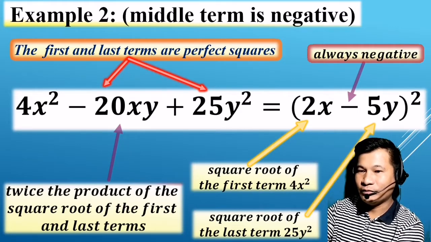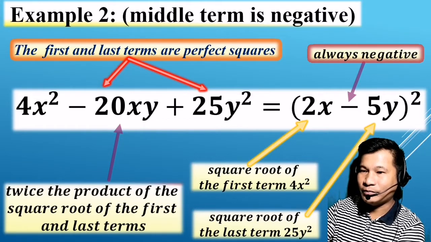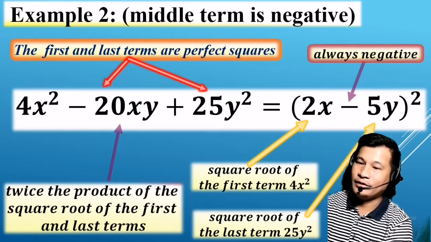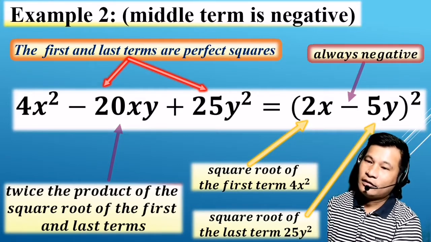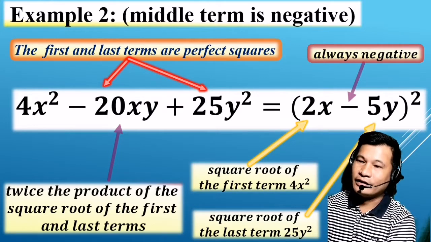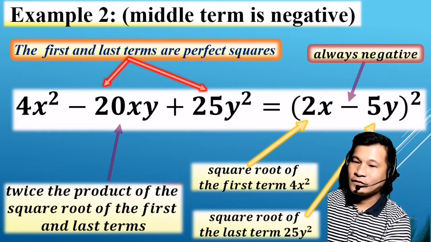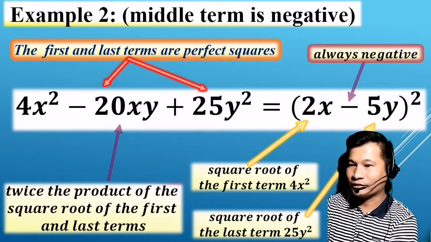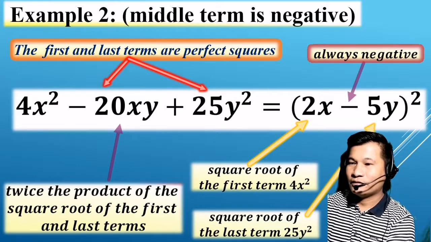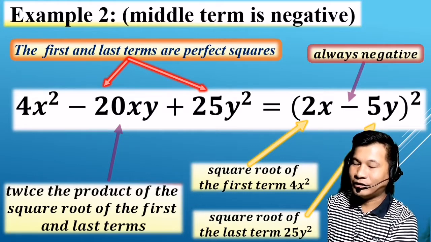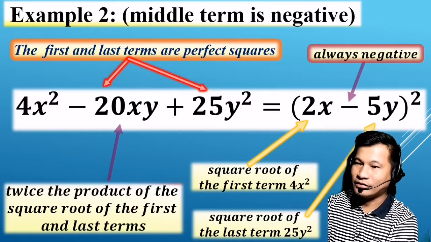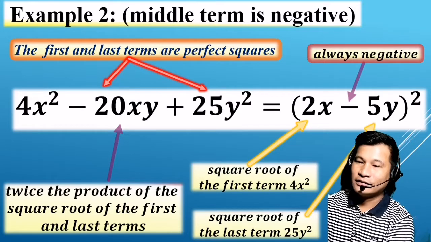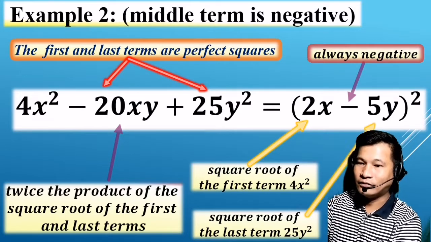So in the given, we have 4x squared minus 20xy plus 25y squared. This is very different from the previous examples because our middle term here is negative. So in our answer, in the binomial factors, the sign separating the two terms should always be negative. Now, how to get the factors?